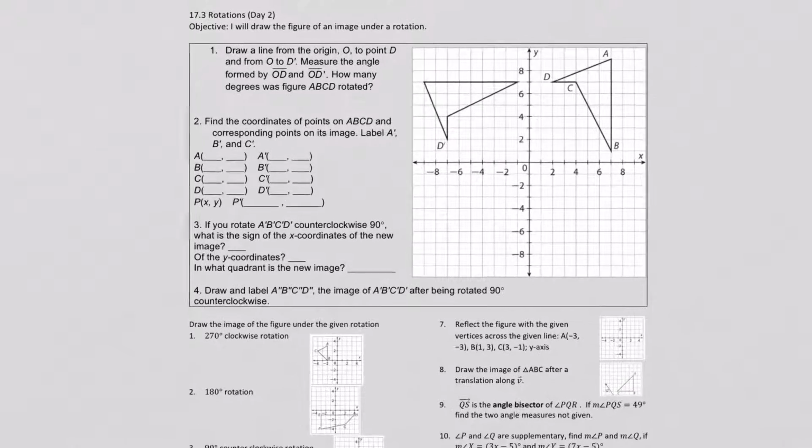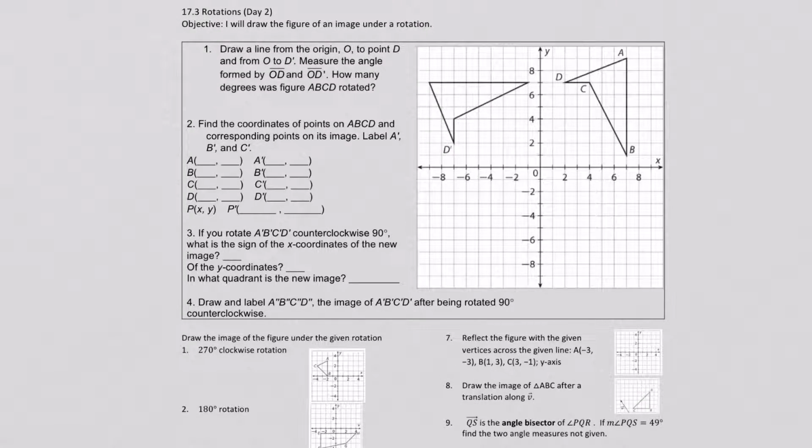Alright, so for this problem on the back of the worksheet, I'm going to let you guys work on the entire problem on your own. So go ahead and try to answer this question. There are protractors there that you can use. So just follow the instructions. Connect O, the origin, to point D, and then also to point D prime, and then measure that angle to see what the angle of rotation is. And also figure out did it go clockwise or counterclockwise.